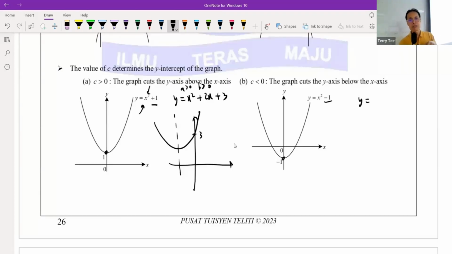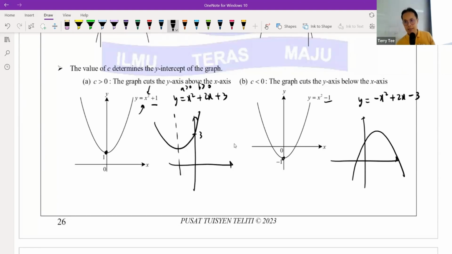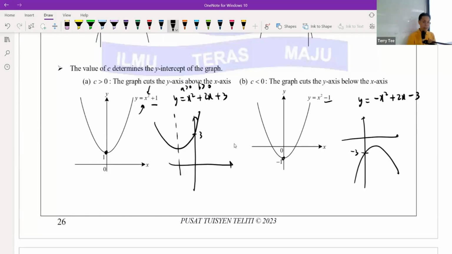Another example, what if this is negative x squared plus 2x minus 3? Tell me, where do I draw it, left or right? In this case, on the right, because your A is negative, B is positive, different sign. On the right, my axis of symmetry is here. And what's my y-intercept? It should be negative 3, so it should be below. Understand? Okay, let's look at one example.